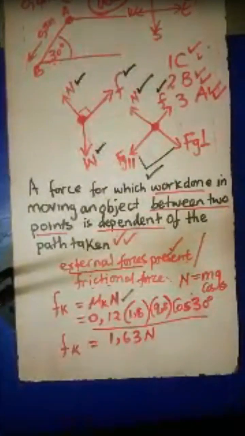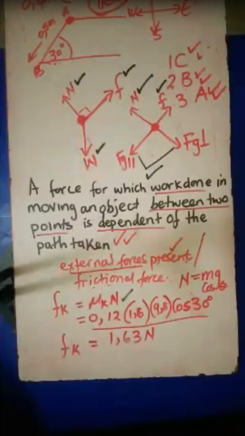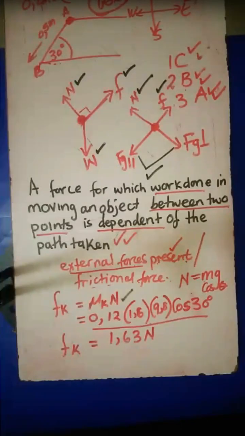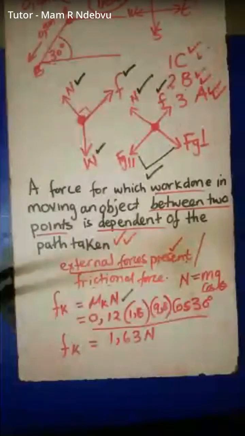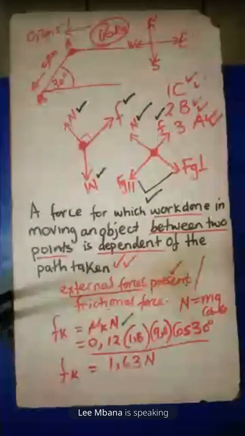Can we confirm the answer, colleagues, please? Let's see if we're following up. Mu is 0.12 times our mass 1.6 times our g 9.8 times cos 30. What answer are you getting, colleagues? What answer are we getting? Let's talk, then you can move. 1.63 newtons. Yes, thank you, Lee.